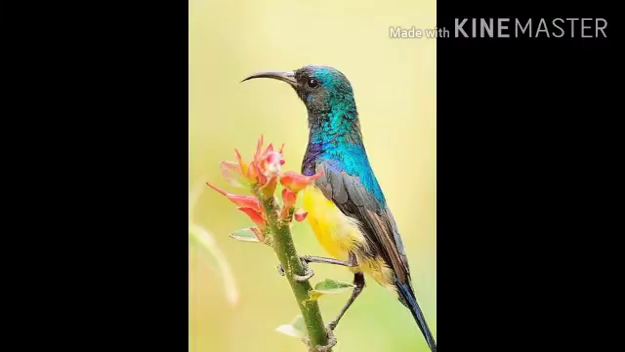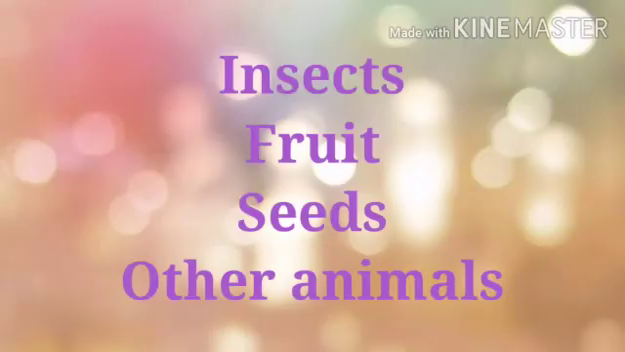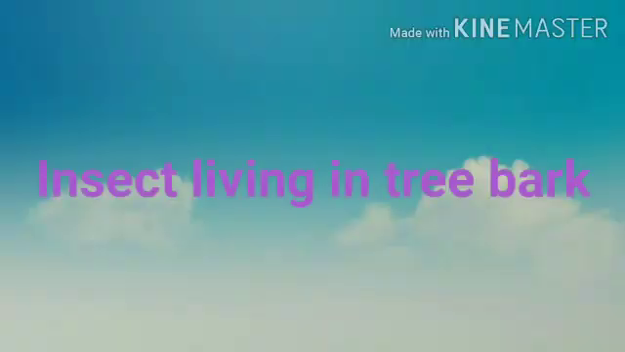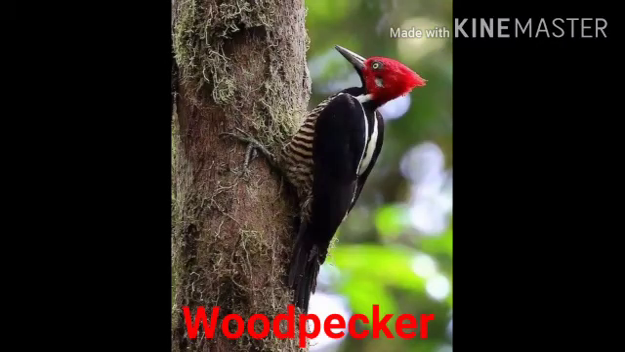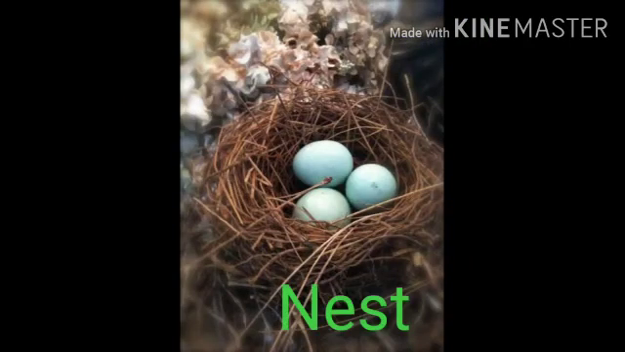The flamingo has a broad beak, and those that suck nectar from flowers are the hummingbirds and sunbirds. For insects, fruit, seeds and other animals, it's the crow. The crow is called a scavenger bird. Now the hoopoe and the woodpecker. Which birds eat insects? The warbler.